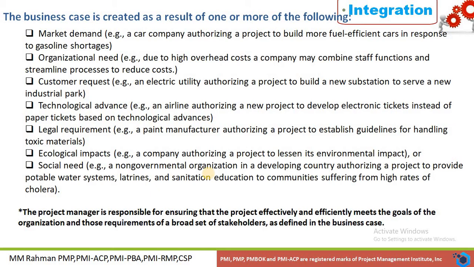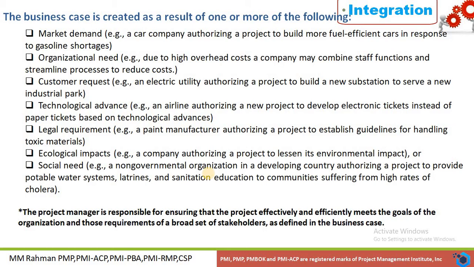So there are some reasons. One can be market demand. Market demand is a car company authorizing a project to build a more fuel efficient car in response to gasoline shortage. Organization needs due to high overhead cost: a company may combine staff functions and streamline processes to reduce cost.